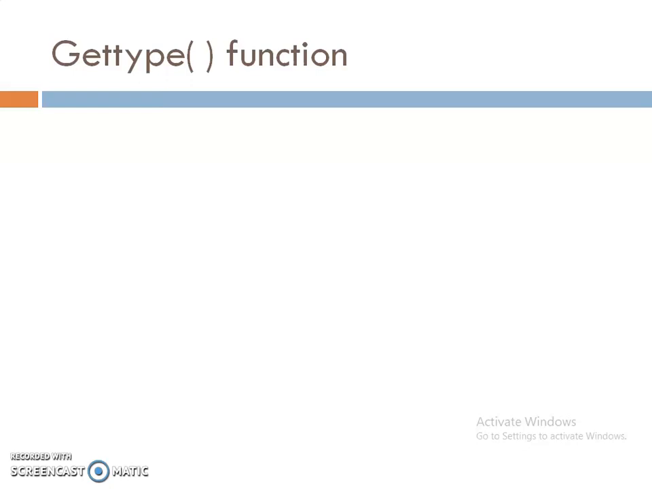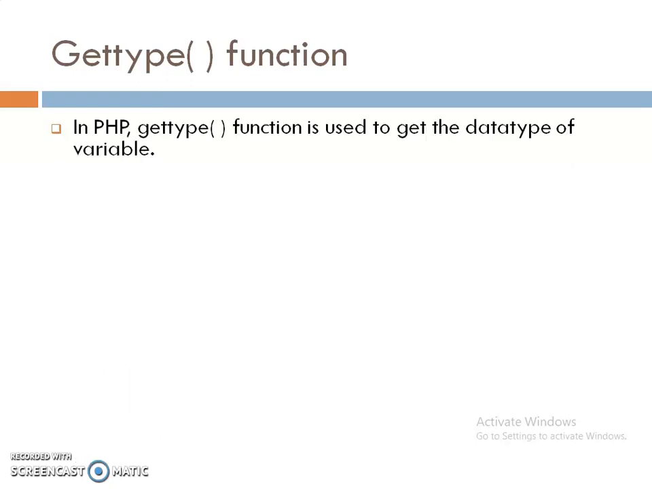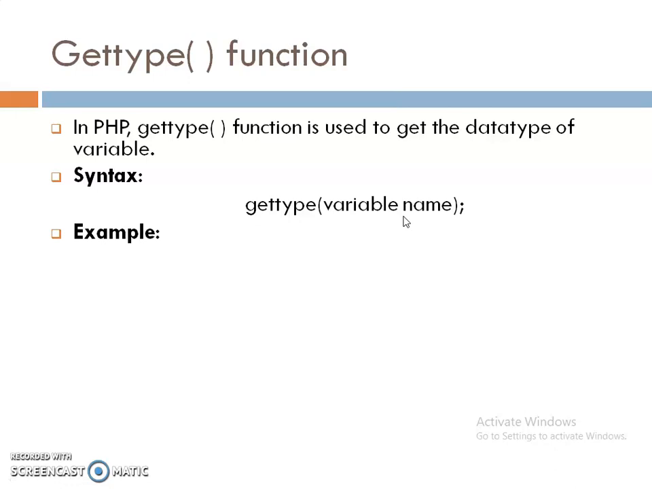So first of all, what is the gettype function? It is a function which is used to get the data type of a variable. Syntax: gettype, and in the brackets we have to pass the variable name. Example, in a PHP script, $a is equal to 10. It is an integer type of variable. In PHP, there is no need to write any data type because it is a loosely typed language.